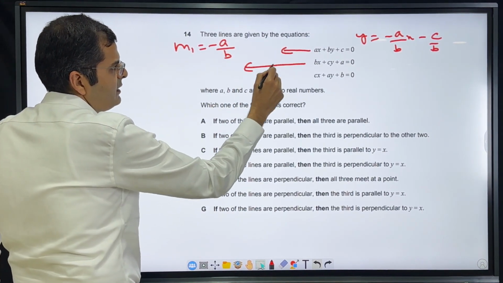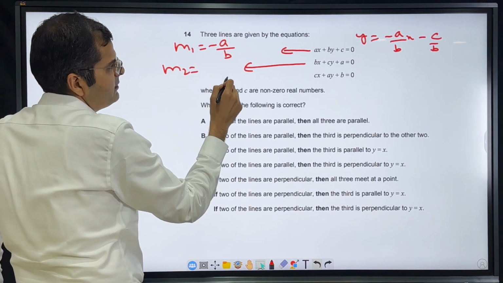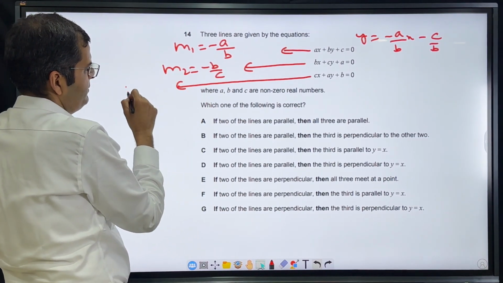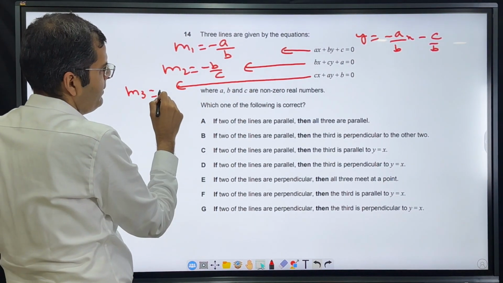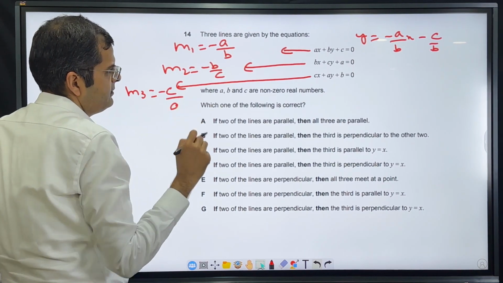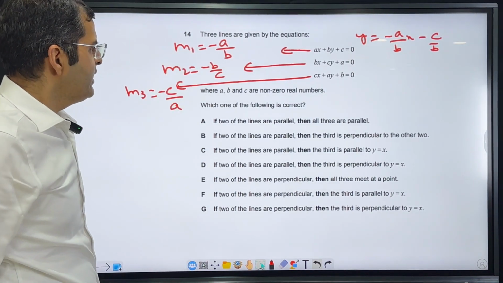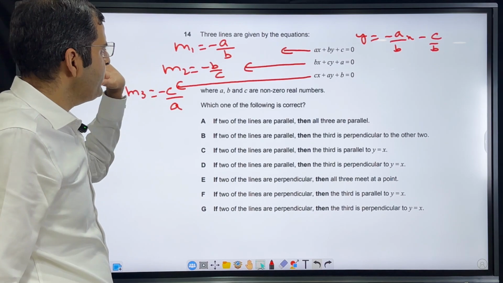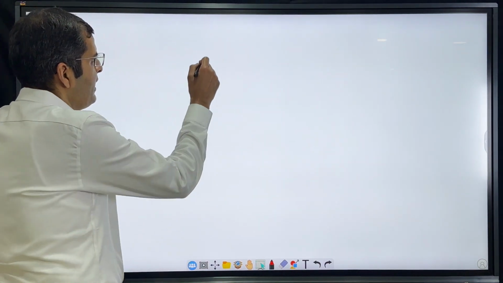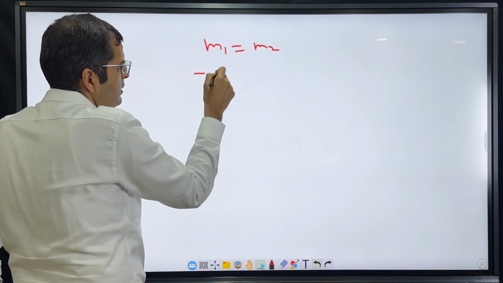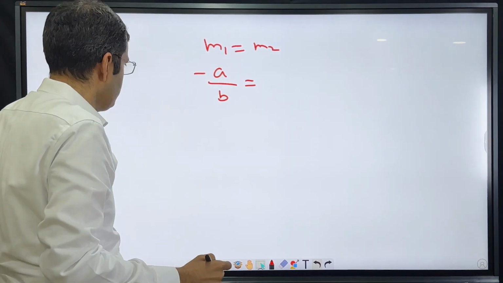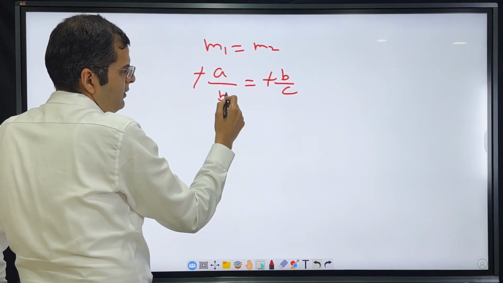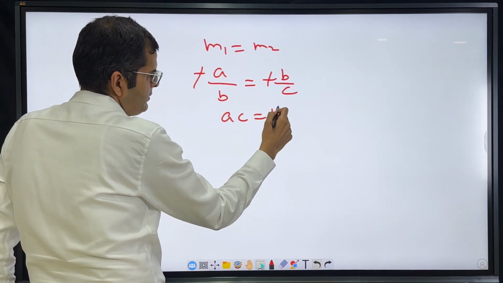By the same logic, m2, slope of the second line, will become minus b upon c. And slope of this third line, m3, becomes minus c upon a. So I have these 3 lines. If they are parallel, slope of these 2 lines will be same. Let m1 and m2 be parallel. So if m1 and m2 are parallel, m1 will be equal to m2. That means minus a by b equals minus b by c. Minus minus goes away, or I can say a into c is equal to b square.